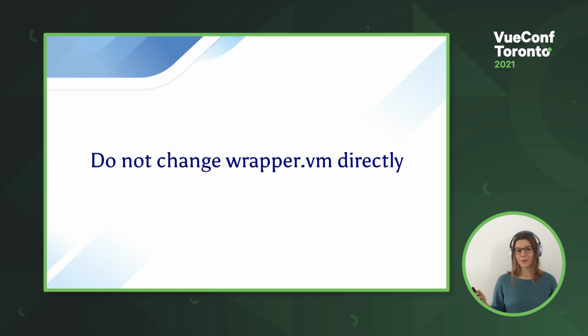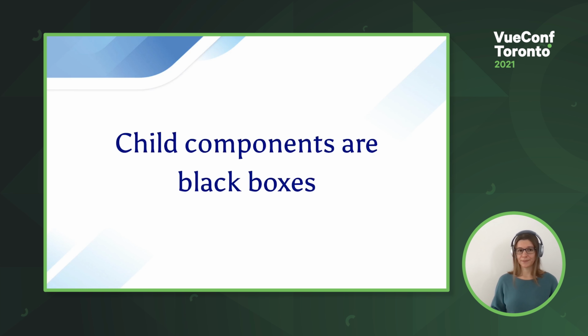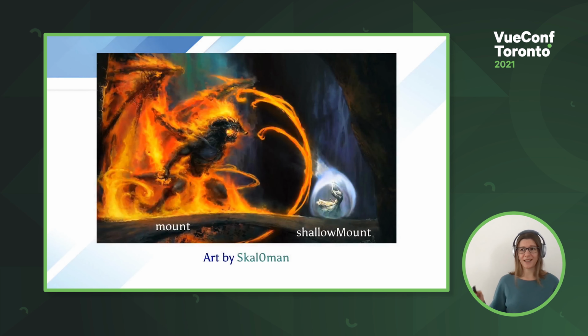The less wrapper.vm you have in your test, the better. Child components are black boxes. This rule will probably bring some holy war. And we started already with a Lord of the Rings theme, so I used the same picture here for mount and shallowMount, because there are many discussions about whether you should mount the whole component tree or use shallowMount to only mount the component that you are testing. And I'm a big fan of following shallowMount for unit testing.